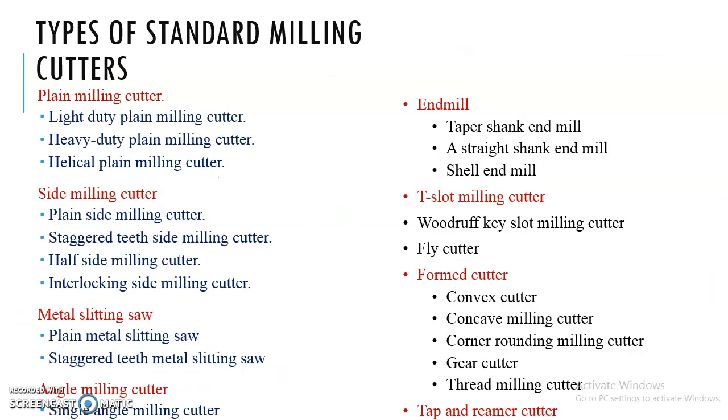Now, what are the various types of standard milling cutters? There are various types of milling cutters and their subtypes also. First one is the plain milling cutter, second the side milling cutter, third the metal slitting saw, then the angle milling cutter, end mill cutter, T-slot milling cutter, Woodruff key slot milling cutter, fly cutter, formed cutter, and tap and reamer cutter. There are various subtypes also, but we are going to study only a single type of each category of milling cutter. First of all, we will focus on them one by one.